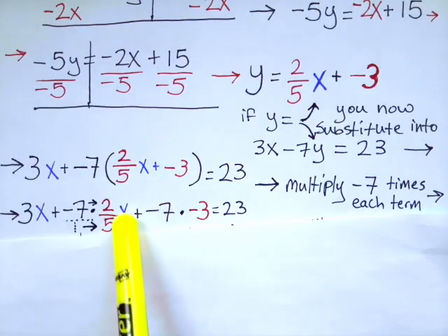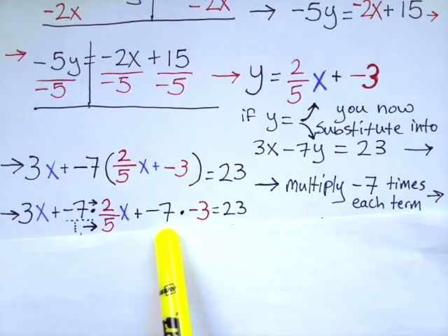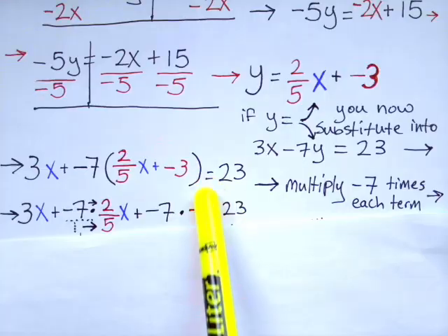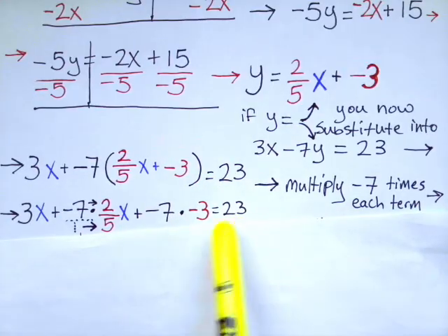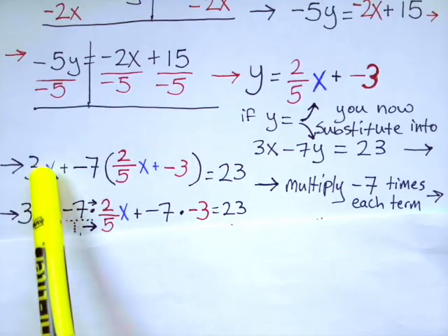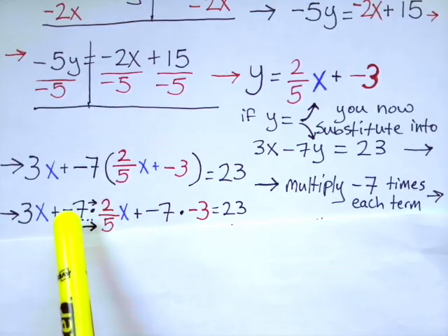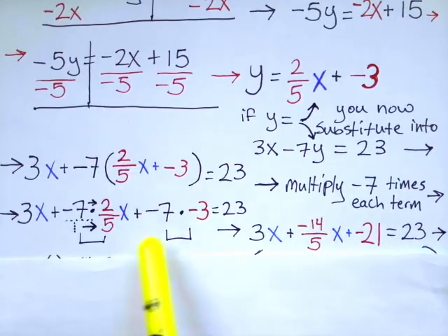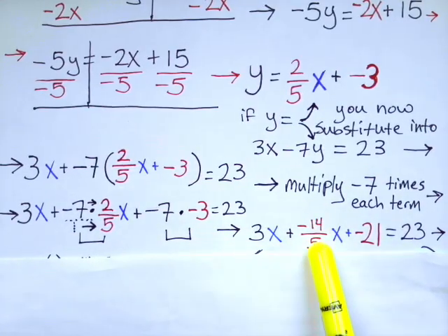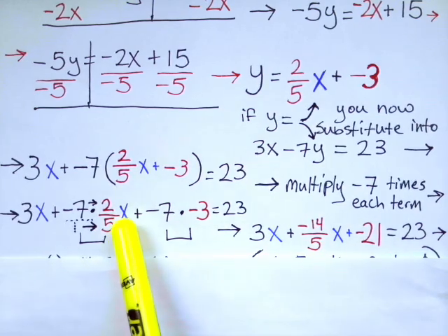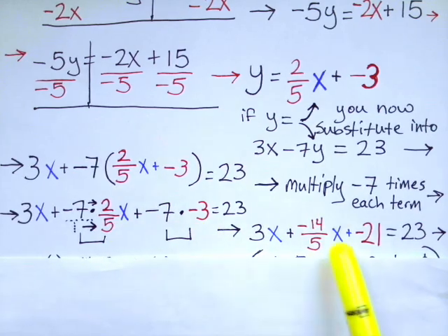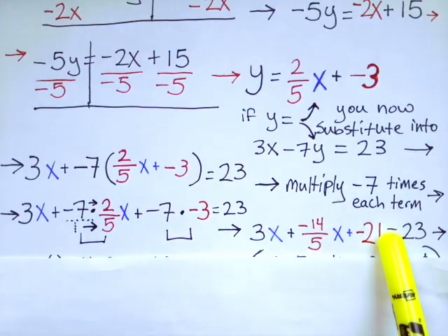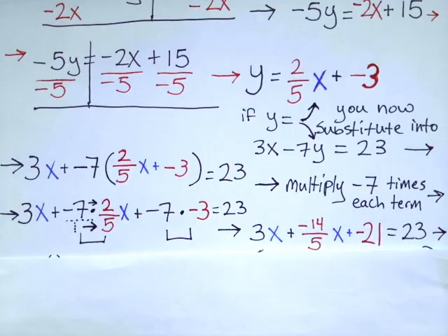Plus negative 7 times a negative 3. Oh, and I had 3x, 3 times x at the very beginning, so I just rewrite that, okay? Negative 7 times 2 is a negative 14. Invisible 1 times 5 is 5. Don't forget the x. Plus negative 7 times negative 3 is a positive 21. It's a positive 21.